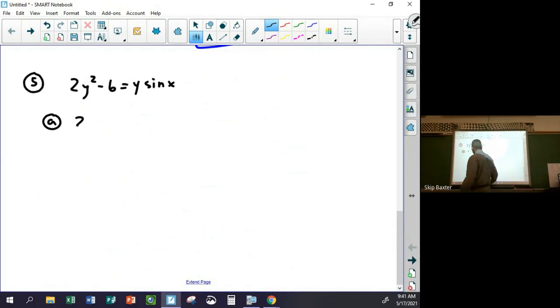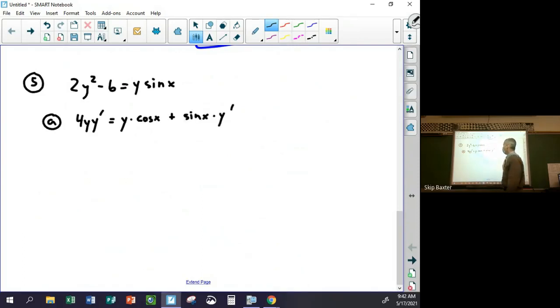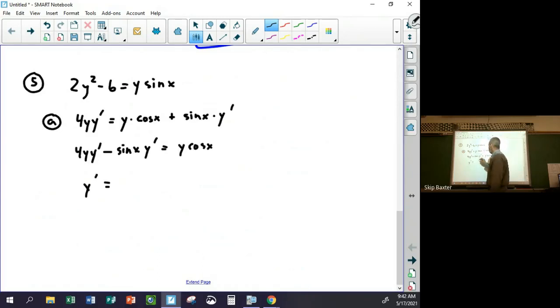So it would be 4y y prime equals y times cosine x plus sine x times y prime. Right, so then you group together the y primes: 4y y prime minus sine x y prime equals y cosine x, and then factor out a y prime and divide by the stuff that is in parentheses. So it ends up being y cosine x over 4y minus sine x. And that's exactly what they have here. So first part, that would probably only be worth 1 point, I would guess.